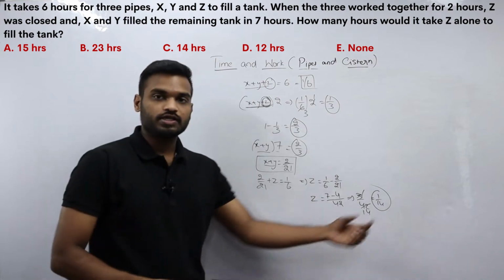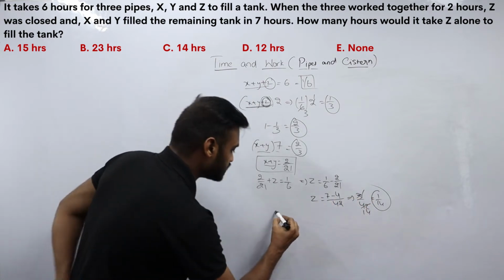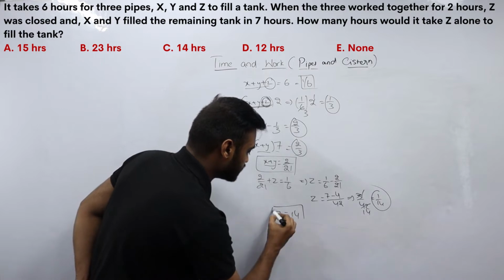So 1 by 14 is the 1 hour's work of Z. Now Z totally takes 14 hours to fill the entire tank.